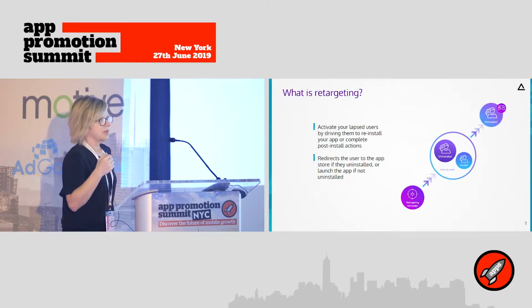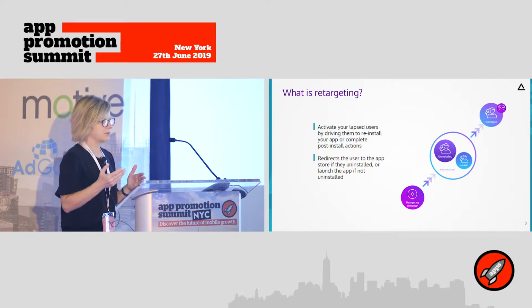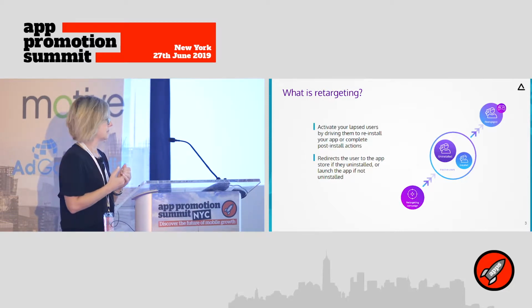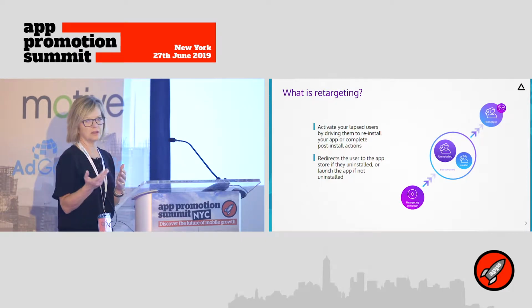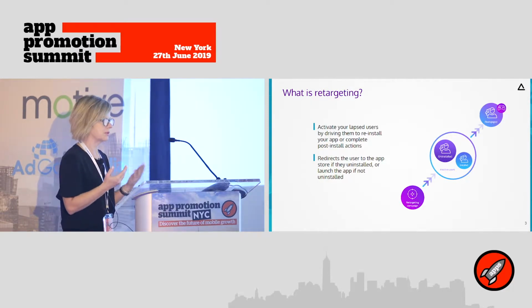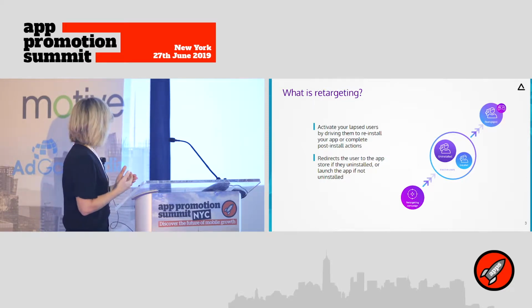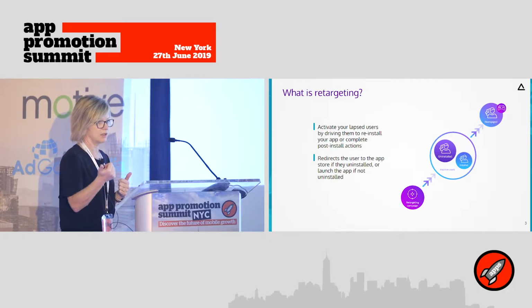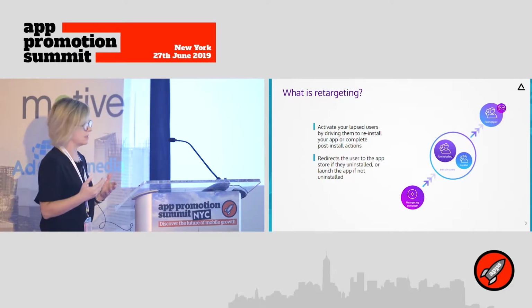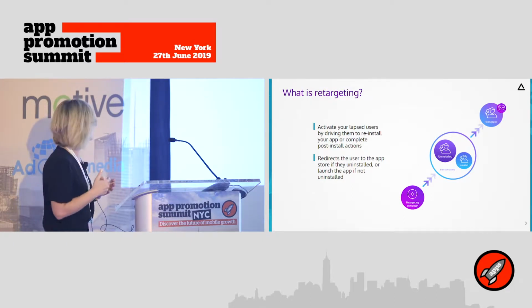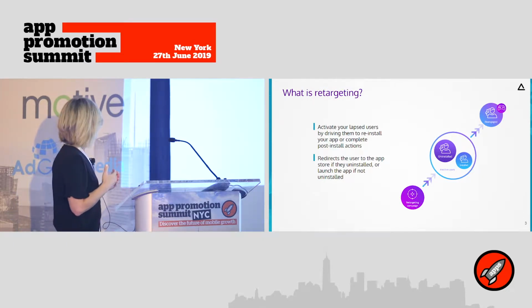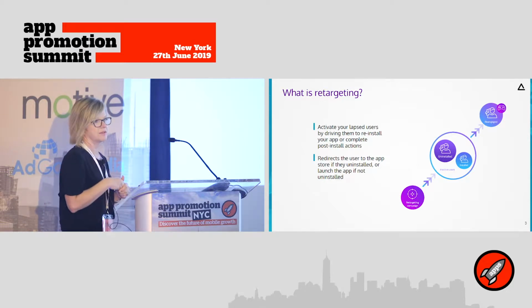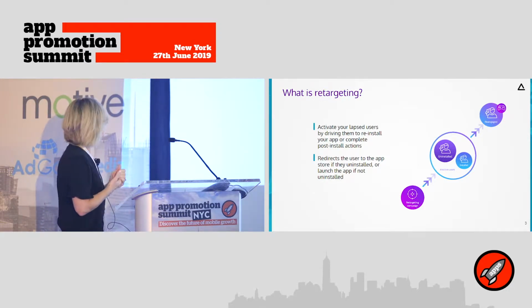So what we want to talk about is reactivation or retargeting. So we all know in the desktop world this happens in an often fashion with cookies. So someone's finding your browser history and what you're searching for, what you put in your cart. So the technology has actually finally caught up in mobile, and we can actually do the same thing. So we want to talk about how to activate your lapsed users by driving them to reinstall the app if they uninstalled, or to complete a post-install action if they were there and left their cart empty, for example, but they didn't actually uninstall. So we redirect the user to the App Store if they've uninstalled, or relaunch the app if it's still on their device.